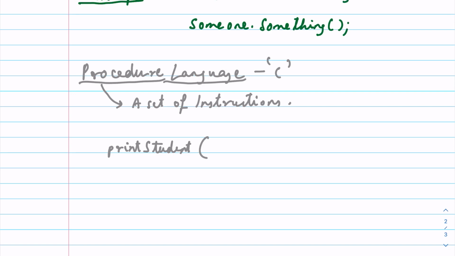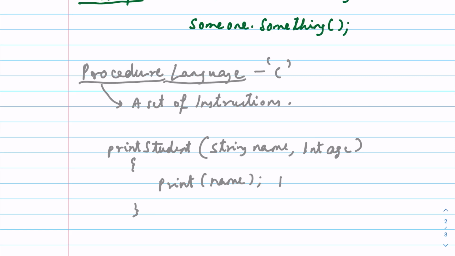Okay, and suppose I'll pass arguments as string name, integer age. Okay, and we'll simply print that here. Okay, print name, print age. So this print student procedure looked something like a method or a function in today's language.